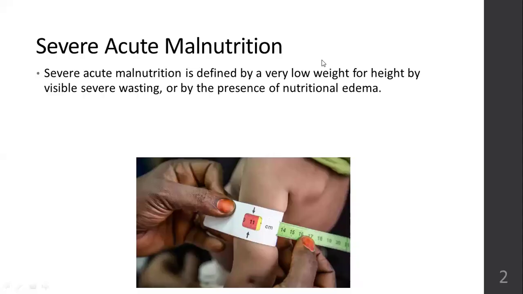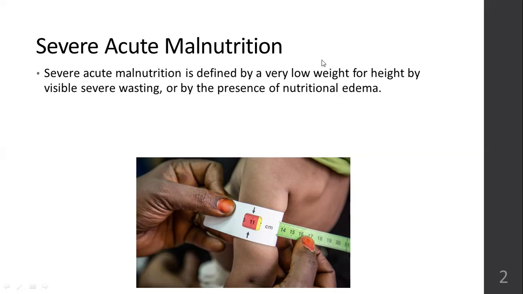So severe acute malnutrition, what is it? It is defined by a very low weight for height or length, by visible severe wasting. What is wasting? Loss of muscular mass. Or by the presence of nutritional edema or pitting edema. Either the child will have severe muscular wasting, body wasting, or the child will have nutritional edema. All over the body, there is a swelling present. Either of the two cases.